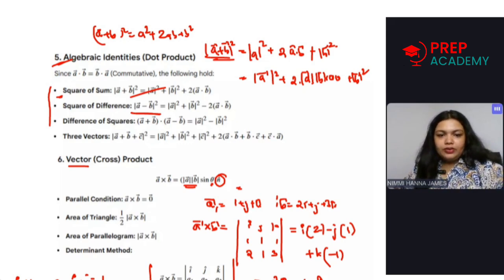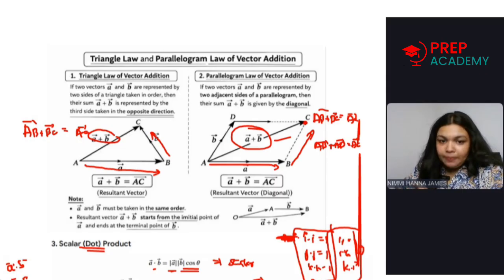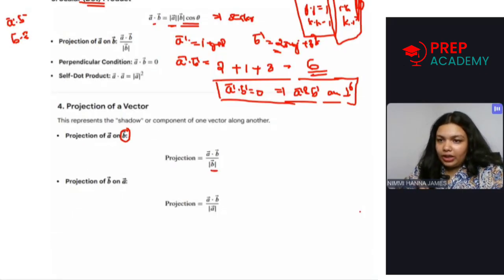Okay, and projection. Projection of a vector, we can find using this equation. Projection of a on b and b on a is not the same. The numerator is a dot b in both cases. In the denominator, for a on b, b comes, and for b on a, the denominator is the a vector.